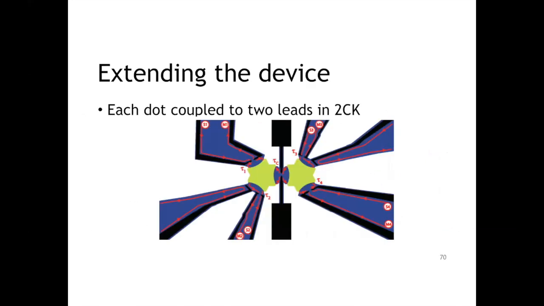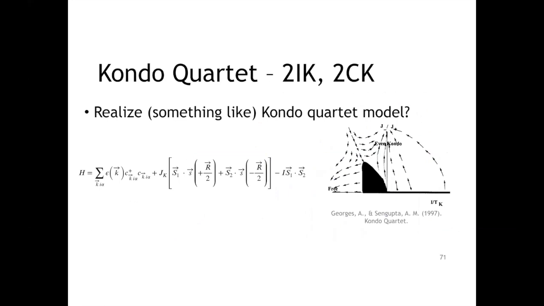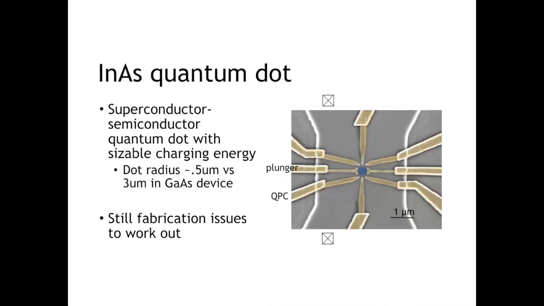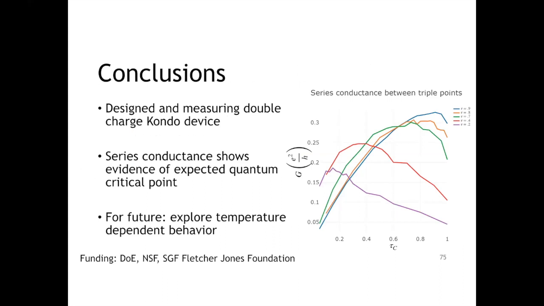So we had hoped that we might be able to study the Kondo quartet model. Instead, it's something maybe even richer, and we're now trying to push up the energy scales in the system by moving to a new material system.